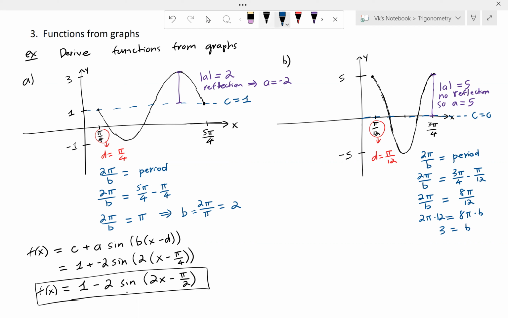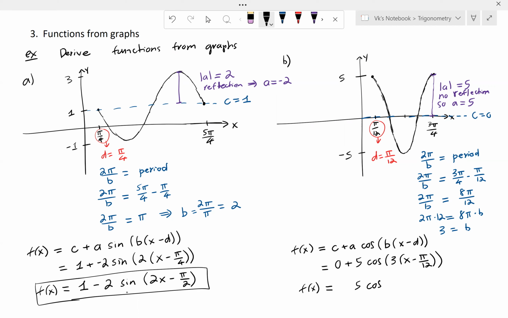And then from here, ta-da! The function f(x) is C plus A cosine of b times x minus D. C is 0, A is 5, B is 3, and D is pi over 12. So this gives us f(x) equal to 5 cosine of 3x minus pi over 4. Sweet.